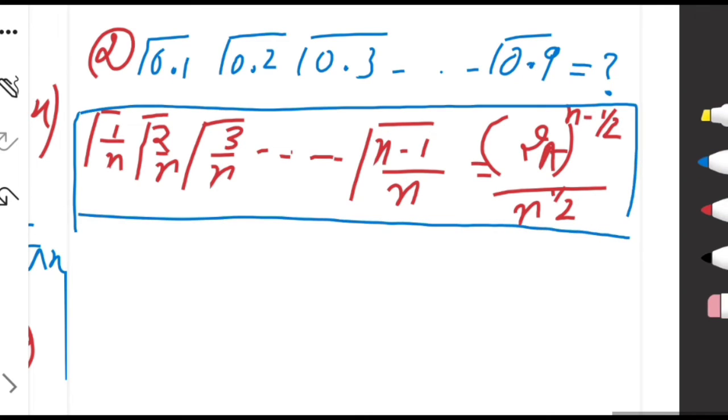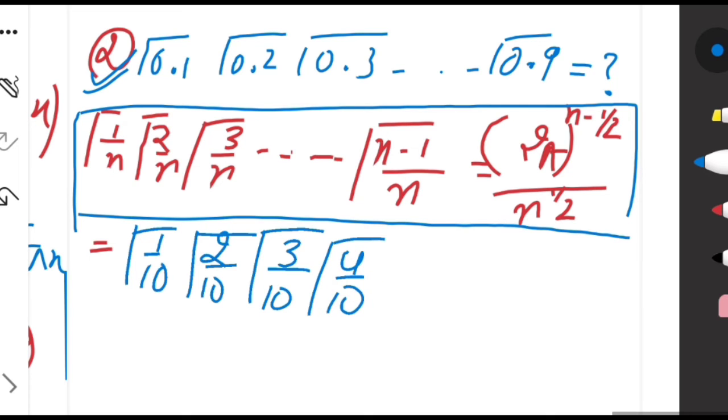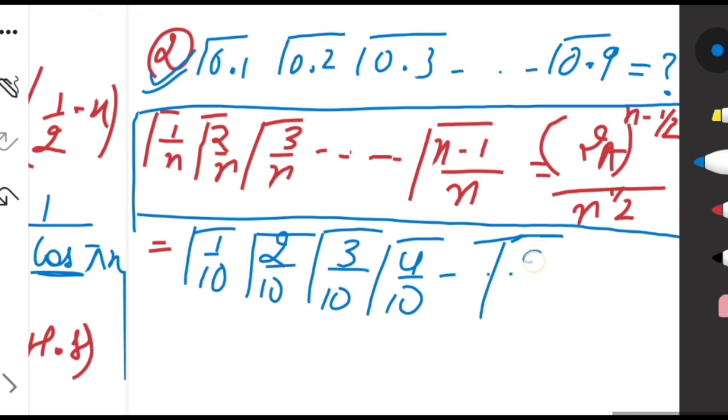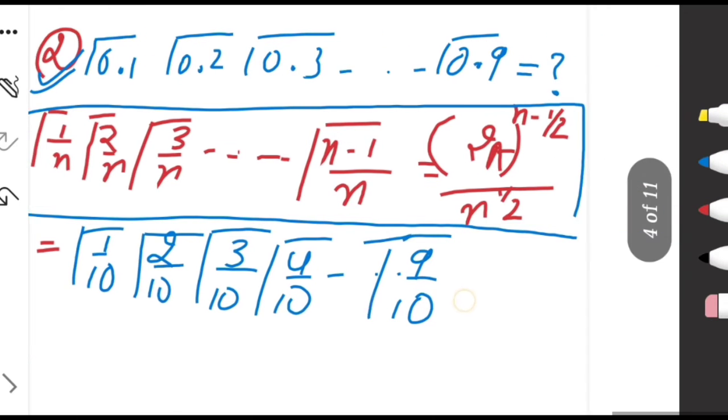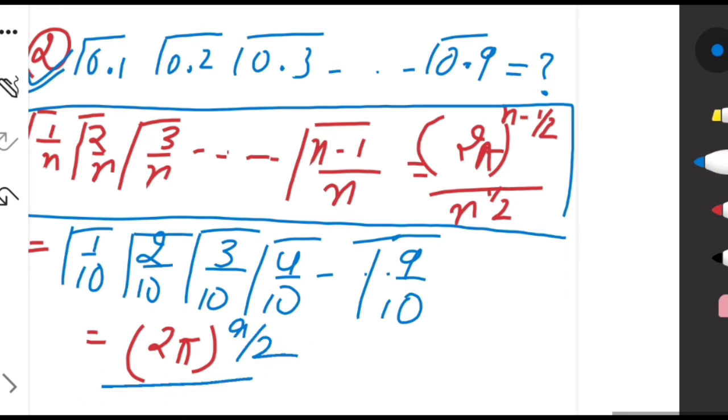Now I can write this question in the form of this. 0.1 can be written as 1 by 10, 0.2 can be written as 2 by 10, and so on: gamma of 3 by 10, gamma of 4 by 10, till gamma of 9 by 10. Okay, so simply I can use the formula, which is equal to 2 pi, and it is n minus 1 by 2, so this will be straight away (2 pi) to the power 9 by 2, divided by root 10.